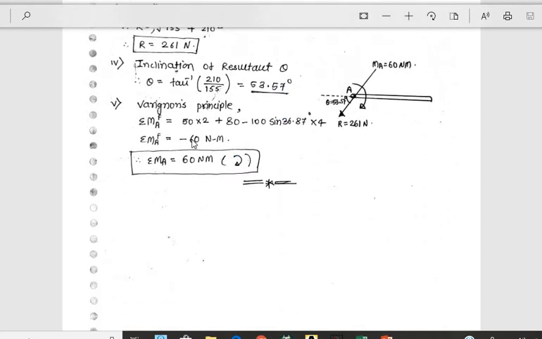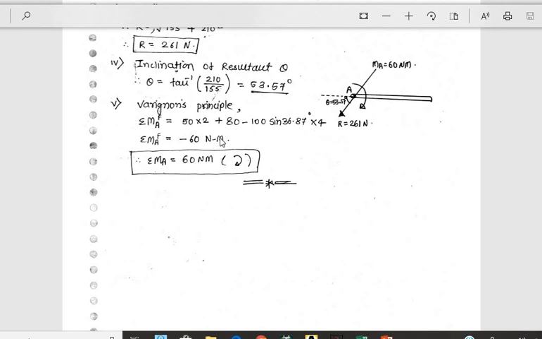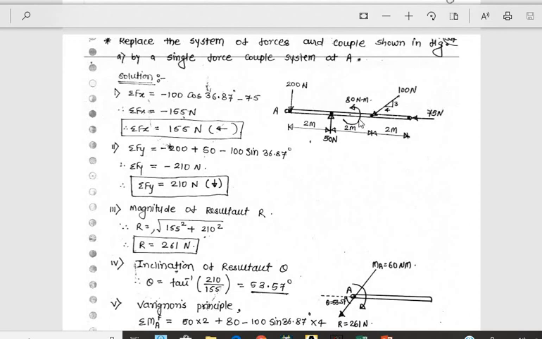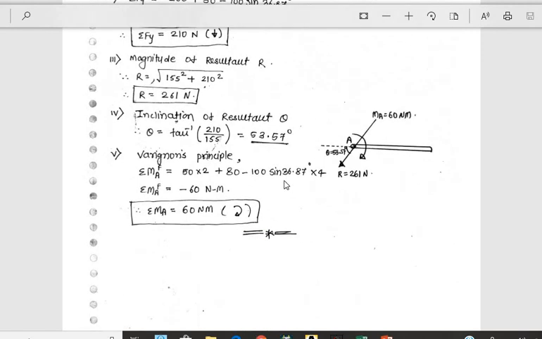Now Varignon's principle or Varignon's theorem. Moment of forces about A is equal to 50 into 2 plus 80. See, 50 into 2 is creating an anti-clockwise moment at point A. This is again an anti-clockwise couple, so minus 80. The 75 is passing through point A, so no moment. Its vertical component is going to create minus 100 sin 36.87. So it is coming out to be moment of force minus 16 Newton meter.